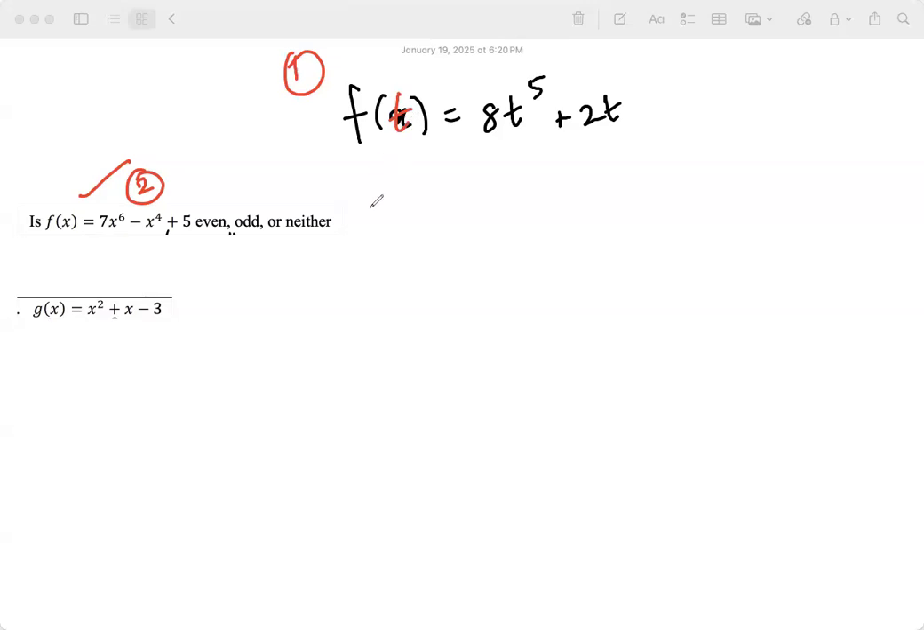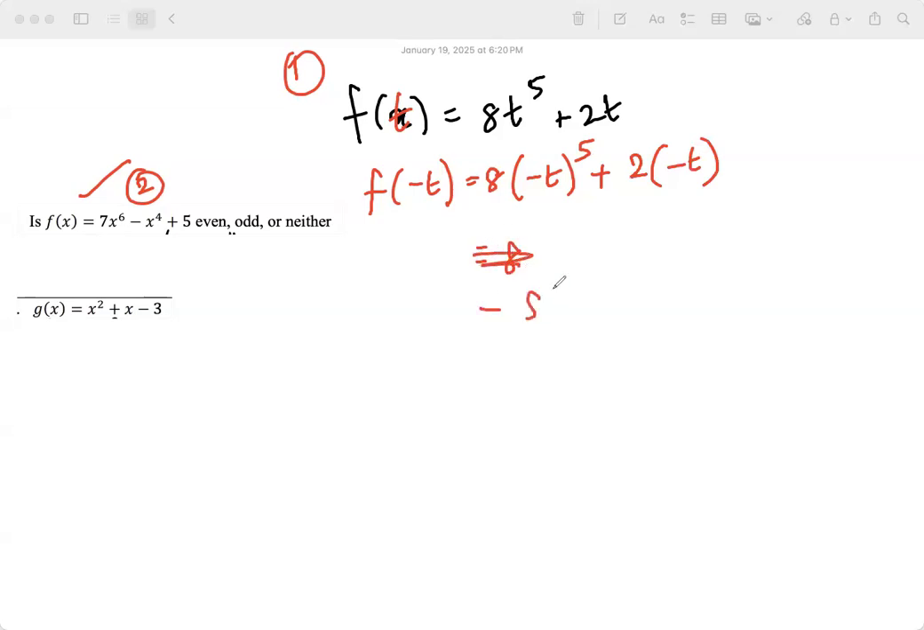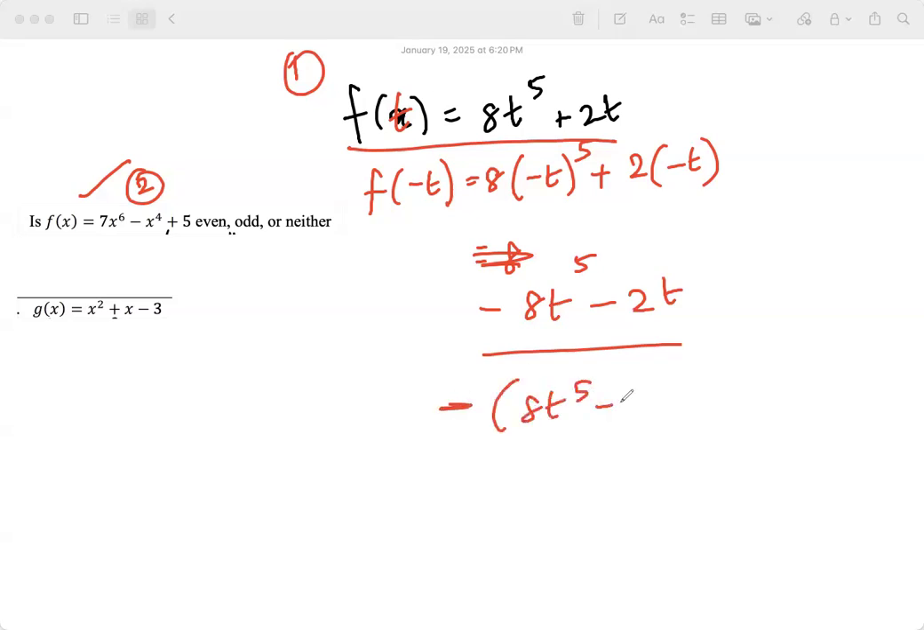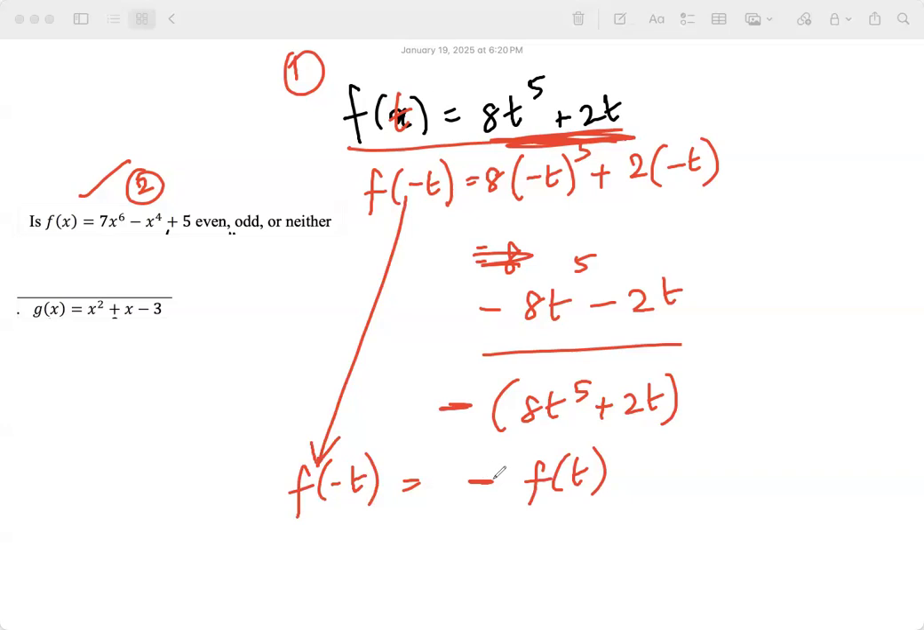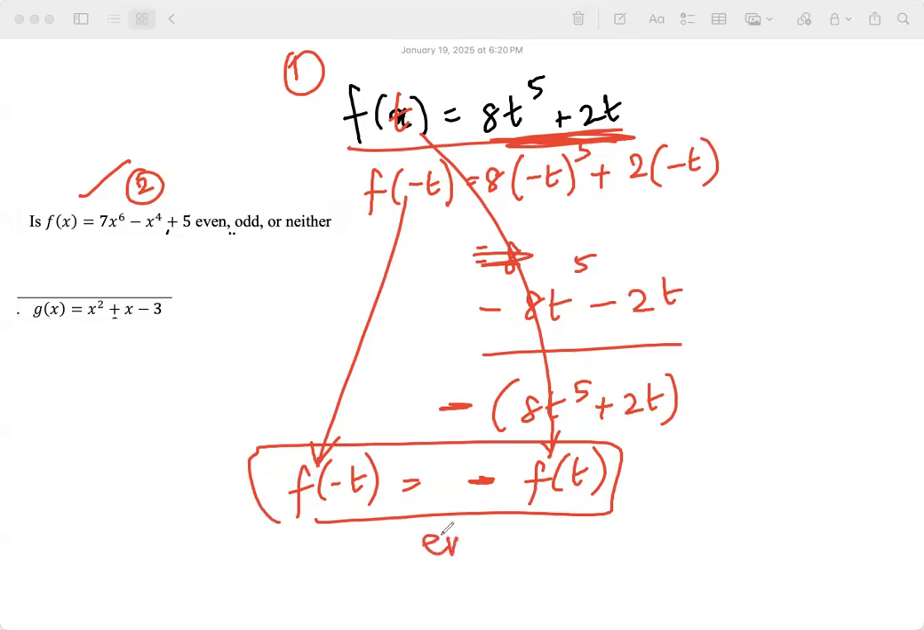Siddhi, see here. Instead of t, I put minus t. 8 times minus t power 5 is what? A negative number to power 5 ends with a negative number. So this becomes minus 8t power of 5 minus 2t. Can I take the minus out and say this is 8t power of 5 plus 2t? This is the same as f of t. So I have proven that f of minus t equals minus of f of t, the negative of the original function. Both are the same.